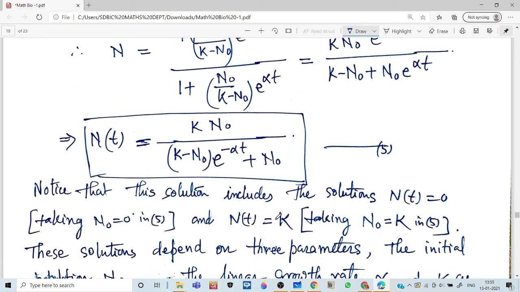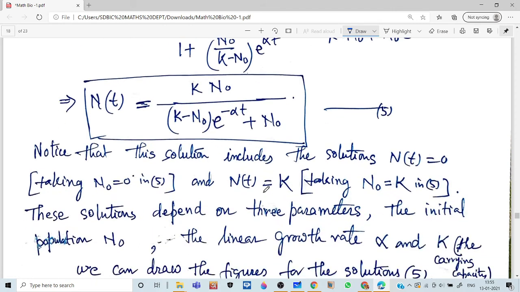Notice that this solution includes the solution n(t) equal to 0, taking n0 equal to 0, and n(t) equal to k, taking n0 equal to k. When you put n0 equal to 0 here, then n is equal to 0. If you put n0 equal to k, then this term is 0, and the expression gives k squared by k, and this is equal to n(t) equal to k.